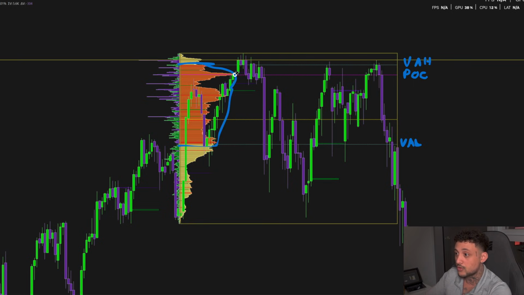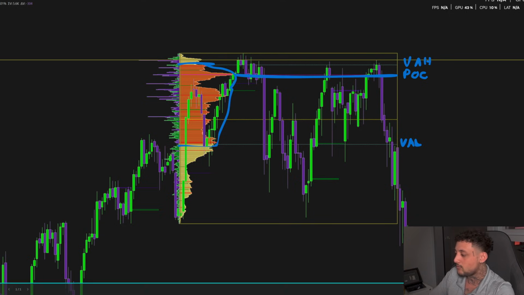And then the point of control is going to be the one price throughout your entire volume profile, whether you're using a fixed range volume profile or using a session volume profile. That is going to be the one single price where the most volume was traded throughout that entire distribution.